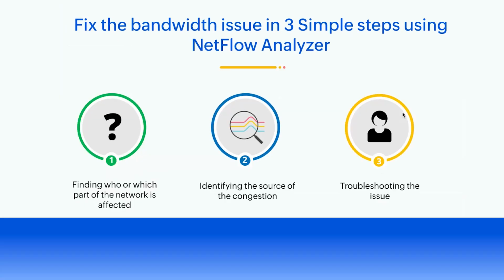And here's how you can fix the bandwidth issue in 3 simple steps with NetFlow Analyzer. Step 1, find who or which part of the network is affected. Step 2, identify the source of congestion. Step 3, troubleshoot the issue. NetFlow Analyzer will be your one-stop solution for real-time bandwidth monitoring and traffic analysis problems.